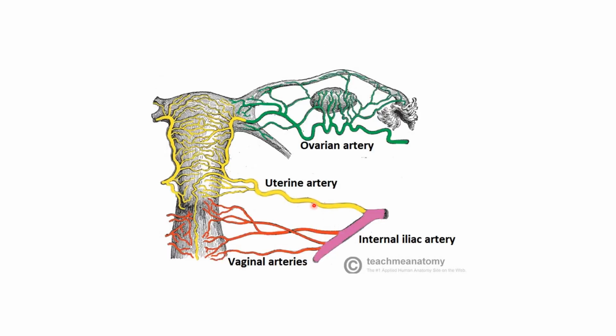Here you can see this is the ovary. The main supply is from ovarian artery. It also receives blood from uterine artery.